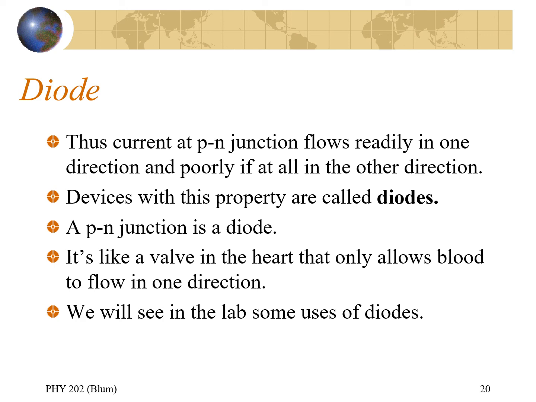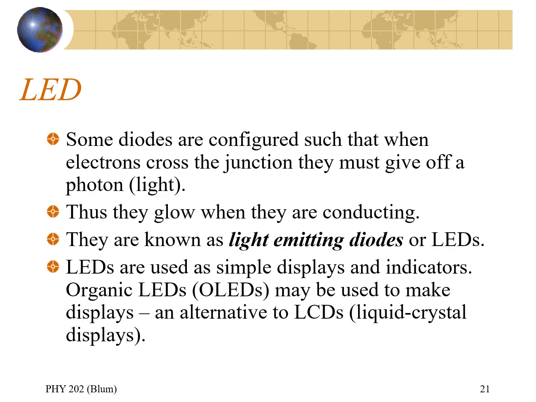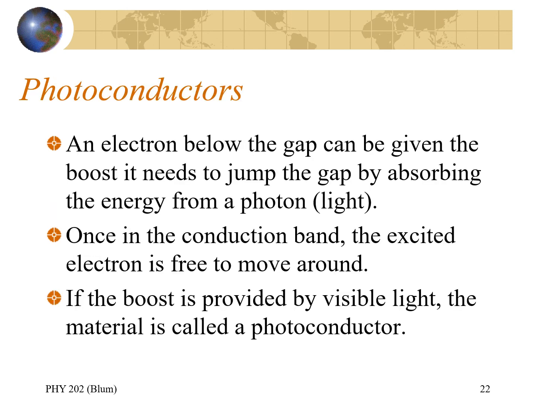In the lab, we will see some uses of diodes. Some diodes can be configured so that when electrons cross the junction, the p-n junction, they will give off a photon, that is light, and so they glow when they are conducting. And this makes them light-emitting diodes, or LEDs, and they can be used to make simple displays. What are called organic LEDs, or OLEDs, can be used to make more sophisticated displays and are becoming an alternative to liquid crystal displays.